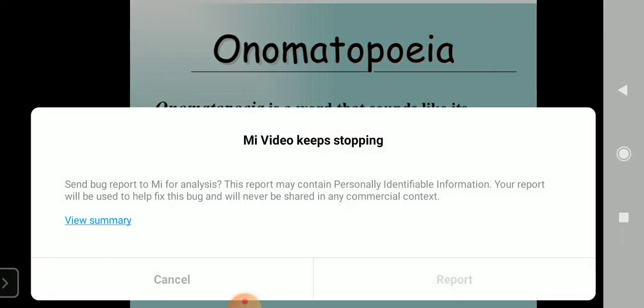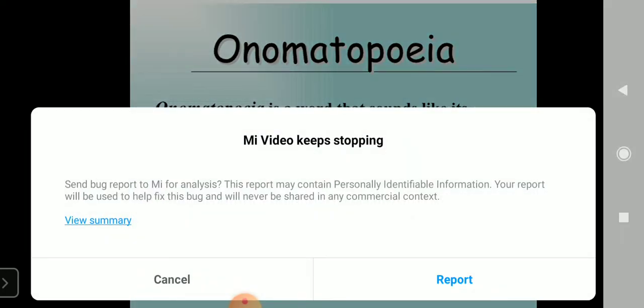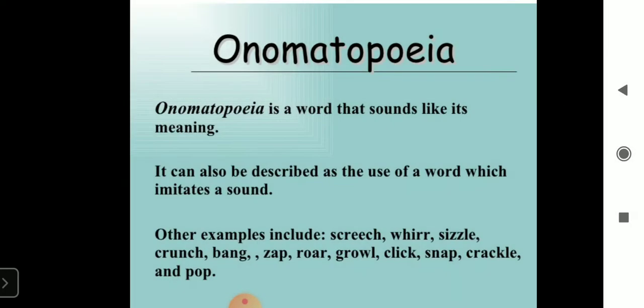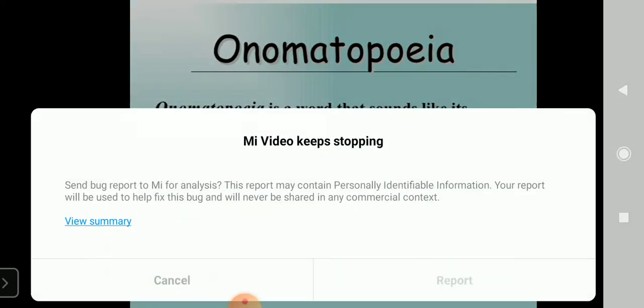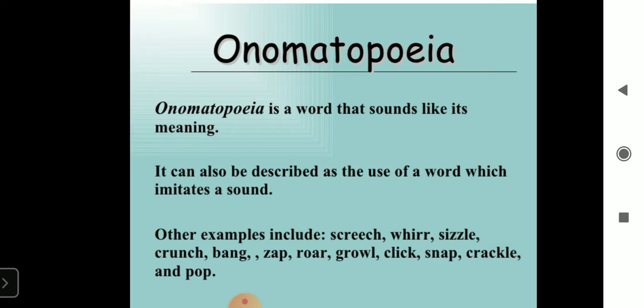What is onomatopoeia? Onomatopoeia is a word that sounds like its meaning. Very simple. Onomatopoeia. बोलते हुए ये लगता है ना जैसे कोई sound सी चल रही है. Okay. So when this figure of speech is related to the sound, right? So while we have certain sound, it can also be described as the use of a word which imitates a sound.